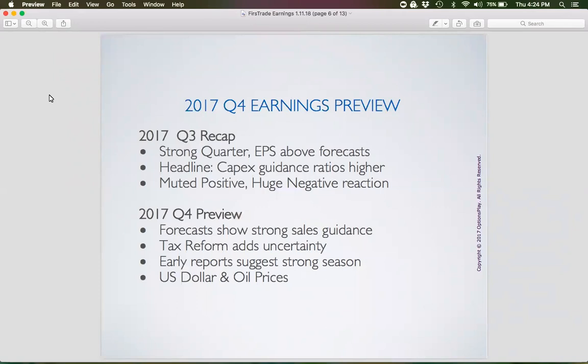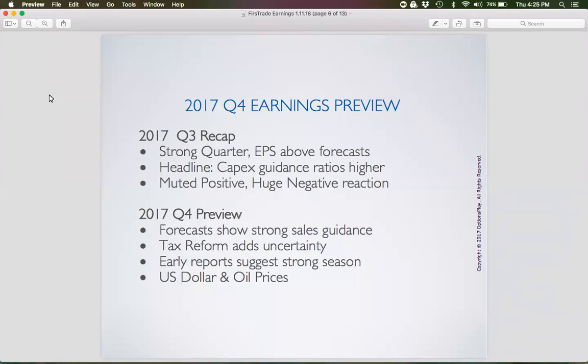The early reports so far: we've only been into this earnings season less than 2 weeks, and the stocks that have reported very early have seen a very, very strong season. Some of the strongest early reports that we've ever seen in history. So that usually correlates to a relatively strong earnings season going into Q4.